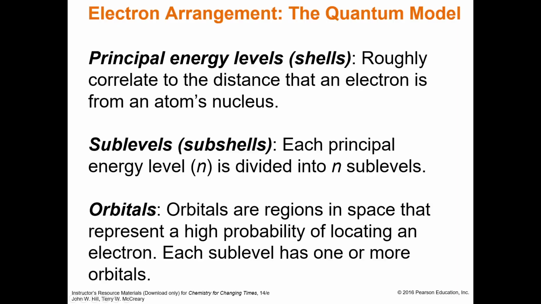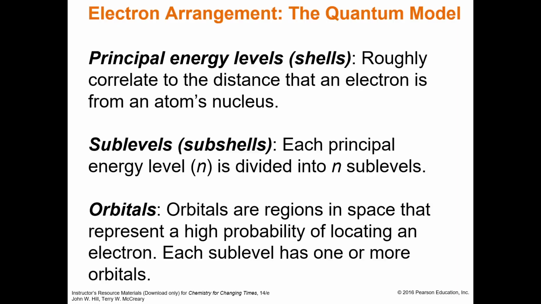And so finally, there would be our orbitals. The orbitals are going to be regions in space that represent a high probability of locating an electron. It's where you're 90% likely to find your electrons, okay? So each of your sublevels is going to have one or more orbitals. These are your desks in your building. So again, it's like the lecture halls, right? We have our floors, which are our energy levels, or our shells. We have our sublevels or subshells, which are the rooms. Inside of the rooms, there's desks. And those desks are our orbitals.